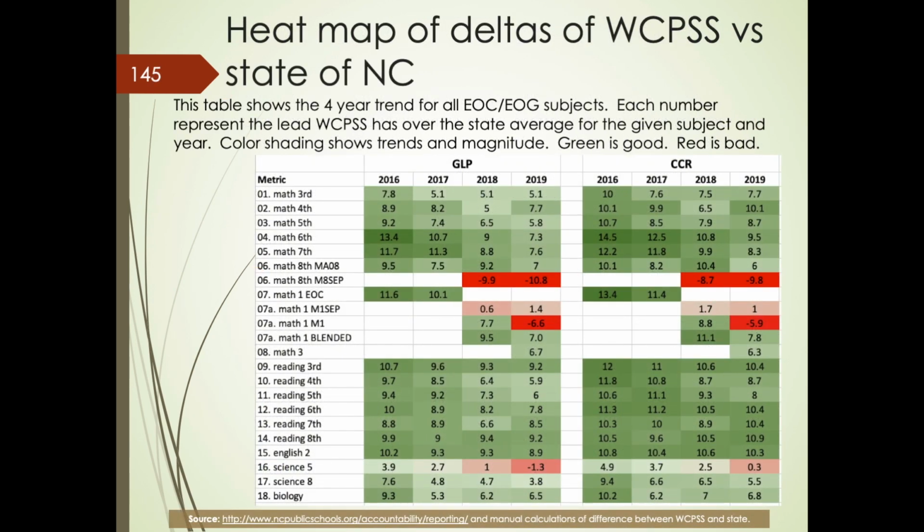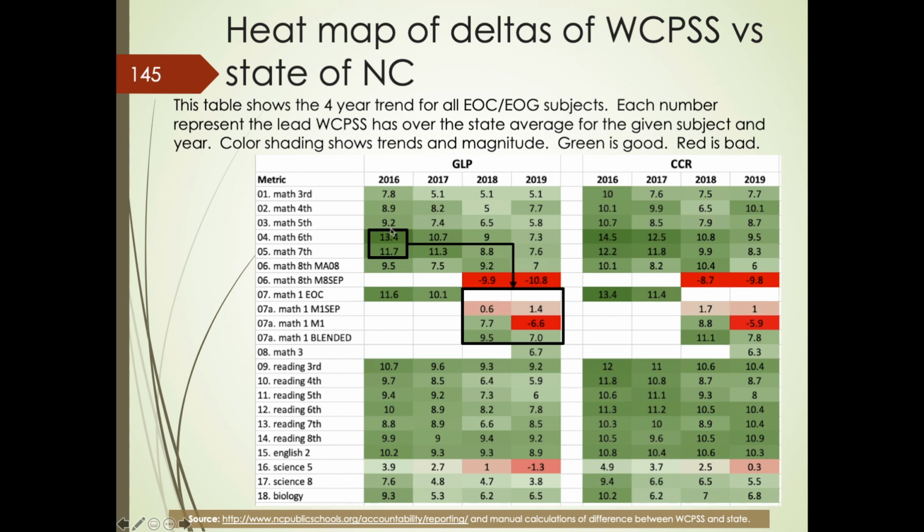Let's again look at this heat map. If you will recall this, well, here's what I'm talking about. In 2016, they took the math EOG in 6th grade and outperformed the state by 13.4 points. Now those students, 2017, they're in 7th grade. 2018, they're in 8th grade. 2019, they're in 9th grade.